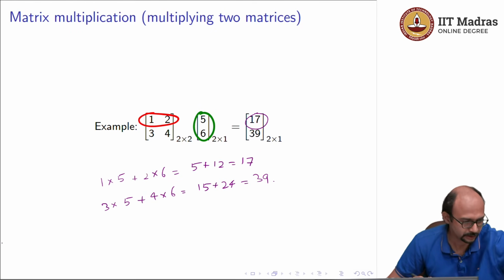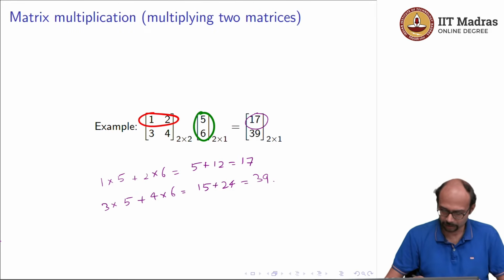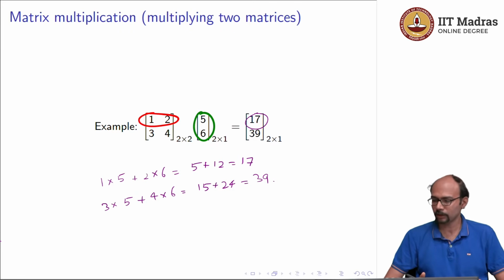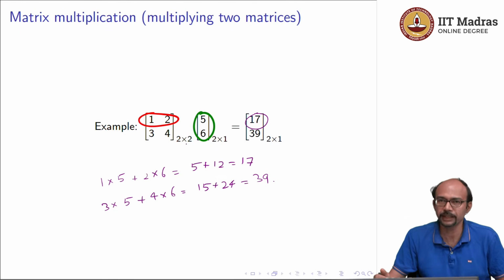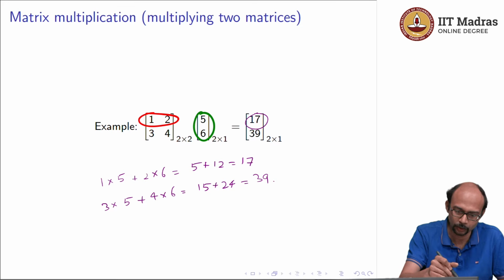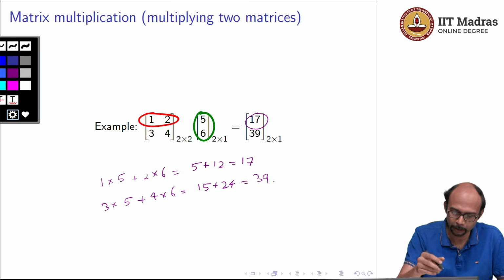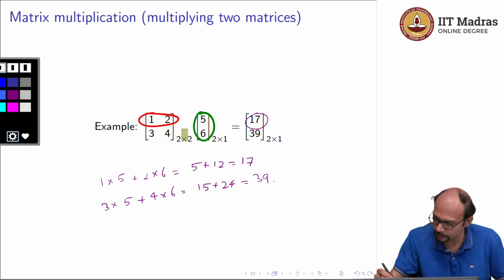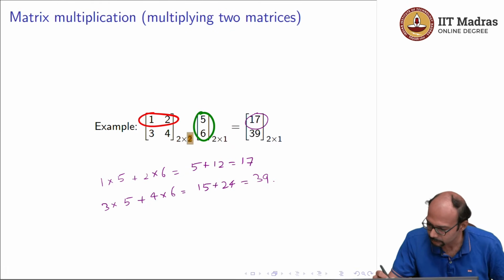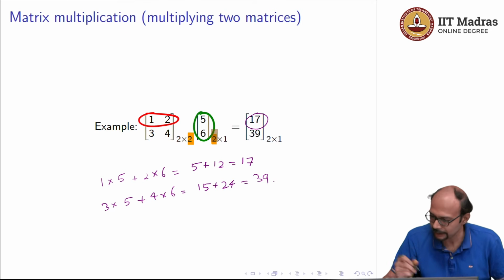If I have two matrices A and B, how do I multiply them? Note one of the important parts: as in the previous example, the matrix sizes were very important. We had a 2 by 2 matrix being multiplied by a 2 by 1 matrix. What was important about this? The most important part was that these two things were the same: the 2 here and the 2 here.